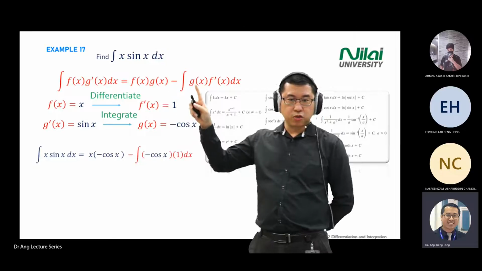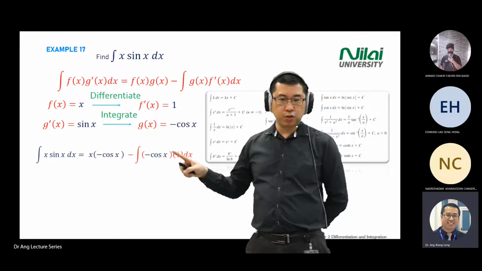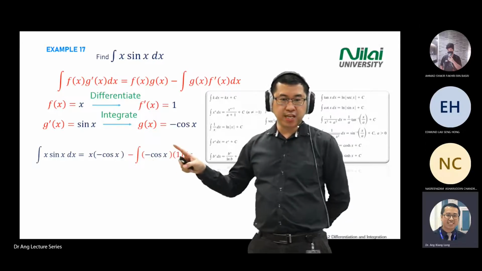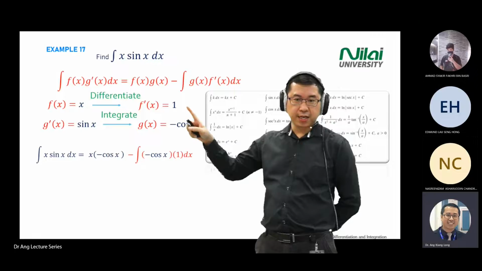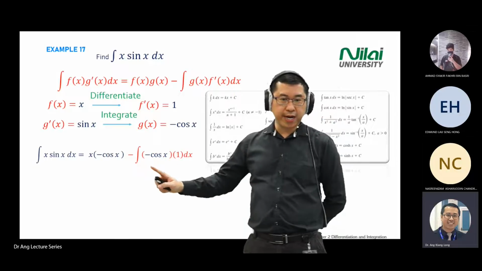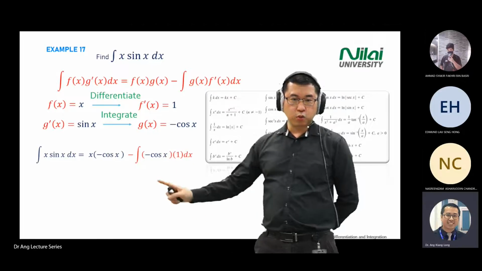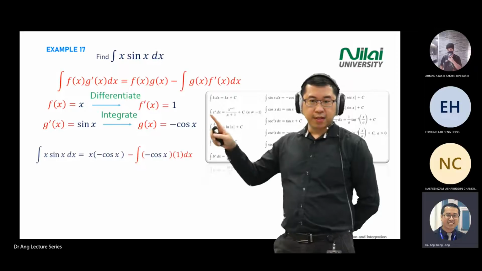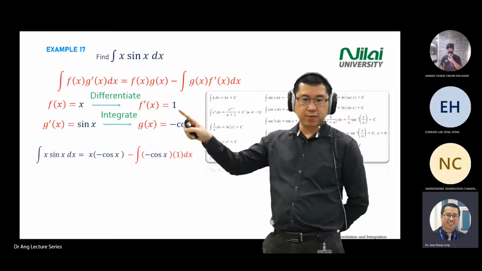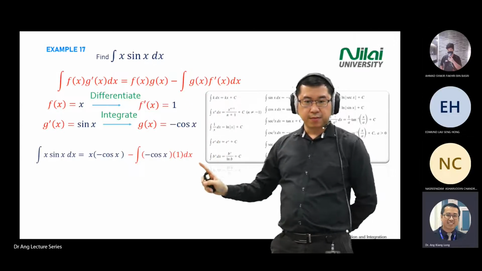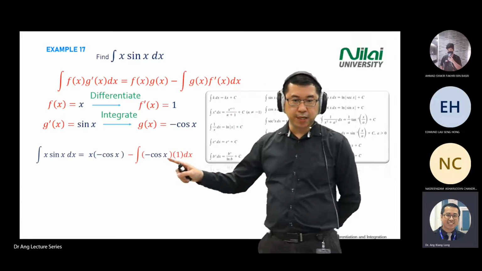Integration. g(x), what is g(x)? Negative cos x. Again, remember to use brackets to help you save some marks, because students always forget the negative sign. So I will recommend always use brackets. Then copy your g(x) inside here to save your negative sign. Then what is your f'(x)? 1. You just substitute this one and this one in here. dx. The rest is just normal solving mathematics problems.